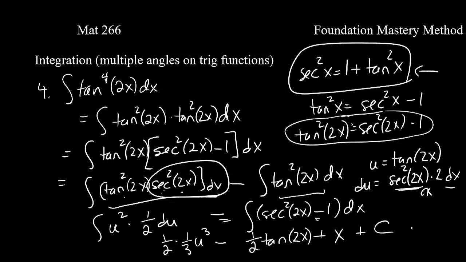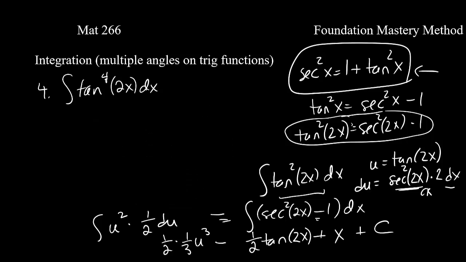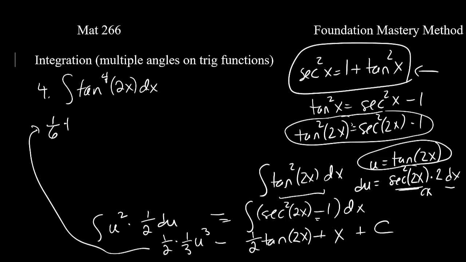And our last step then is to rewrite everything in terms of the original variable. So writing our final result up here, what we'll have is 1/6, and u, remember, was tangent of 2x, so we'll have tangent of 2x cubed minus 1/2 tangent of 2x plus x, plus our constant of integration as our final answer.